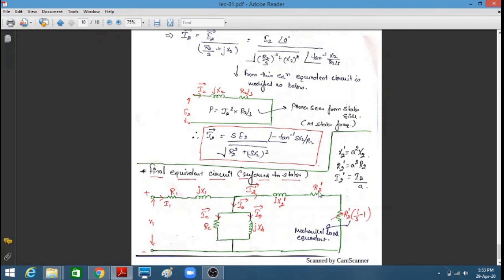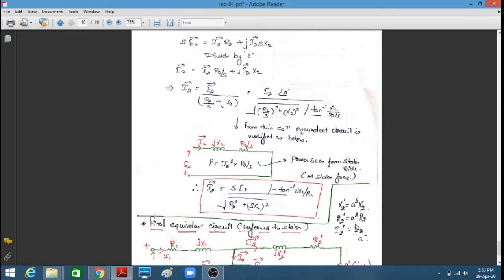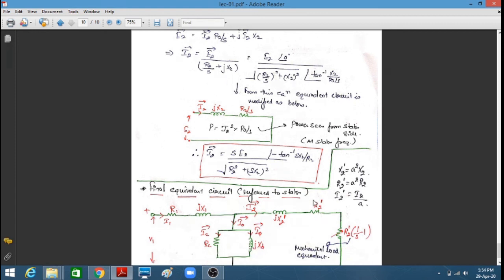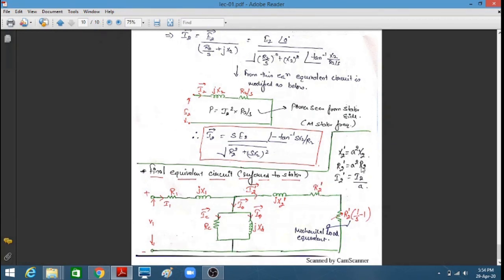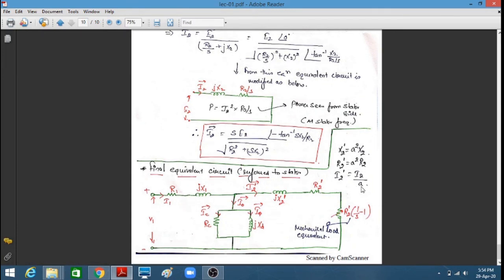R2 dash is a combination. Just add these two terms, R2 dash plus R2 dash times (1 by s minus 1), and you will get R2 dash by s. What does this dash mean? It means the rotor-side resistance and reactance referred to the stator side. You can see R2 dash is A squared R2, X2 dash is A squared X2, and I2 dash is I2 by A, where A is Ne1 upon Ne2, that is the reduction factor or effective turns ratio. This is the final equivalent circuit referred to the stator. After this we will continue our lecture in part three.